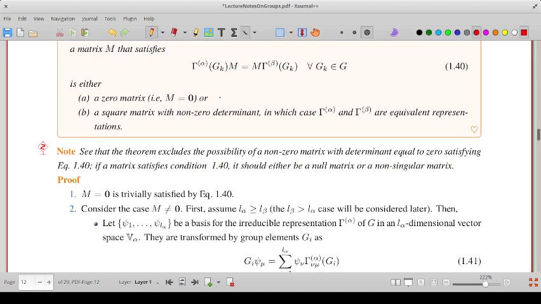And we have proved the first part of this lemma, that is, if M is a null matrix, obviously the left hand side and right hand side will be identically the null matrix, and therefore this is trivially satisfied. So we now need to consider the case when M is not a null matrix, and obviously M is of order L alpha by L beta, and for the time being we assume that L alpha is greater than or equal to L beta.